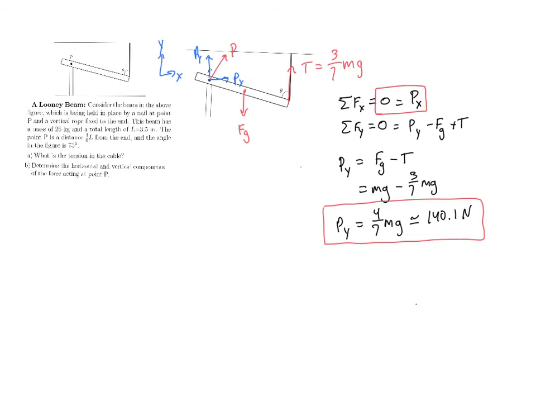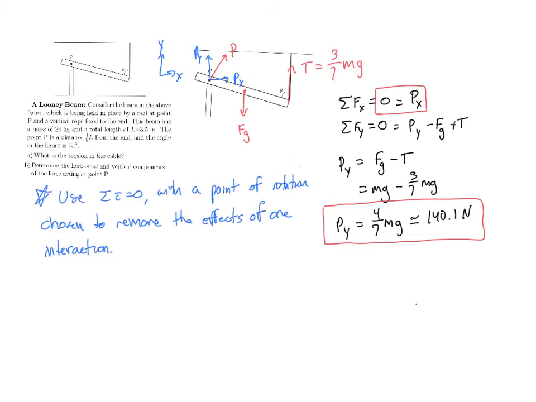So we need to remember what the trick was for getting the answer for part A. I picked point P using the sum of all the torques so that it would remove the effects of one of the interactions. The interaction I wanted to remove was the nail, or whatever, the pin, holding the beam in place because I didn't know anything about it. So I wanted to first get rid of that, not have to consider that, by picking that to be the point of rotation.